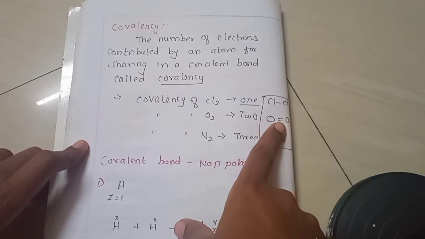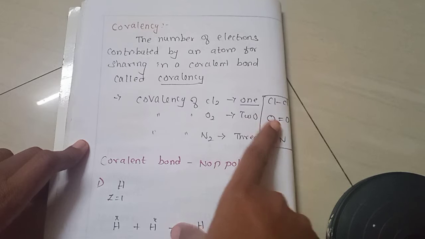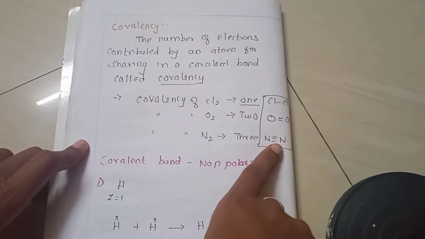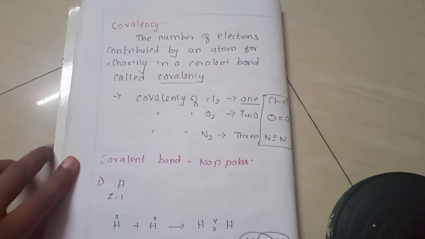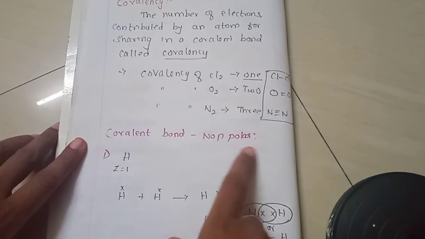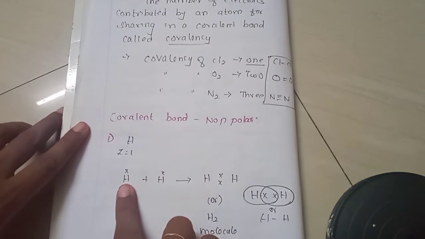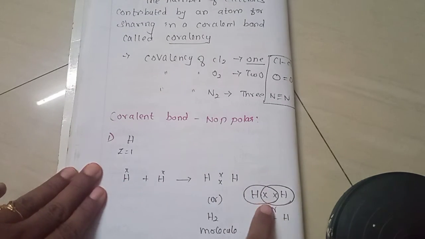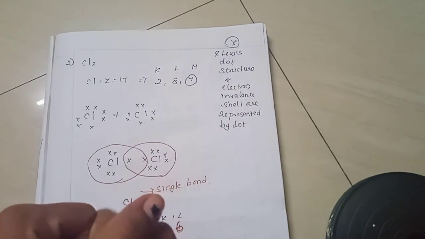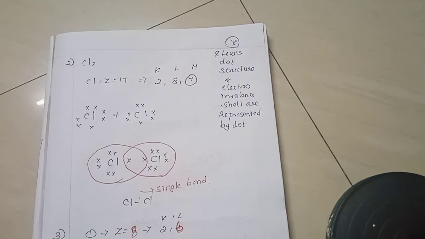Oxygen will share 2 electrons, hence its covalency is 2. Nitrogen will share 3 electrons, hence its covalency is 3. For the non-polar covalent bond, we are going to see the sharing. Before going into the sharing, we want to know what the Lewis structure is. The Lewis dot structure represents the electrons in the valence shell by dots. Only the valence shell electrons are represented, as they are involved in the sharing of the bond.